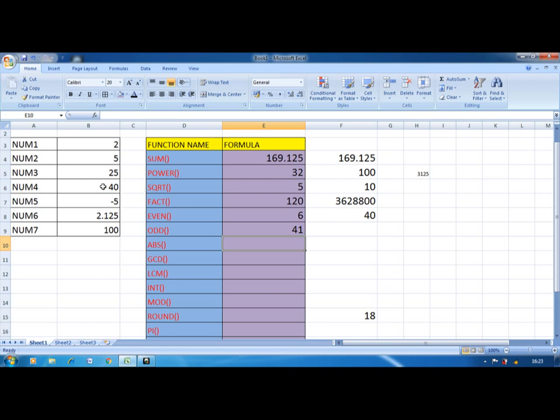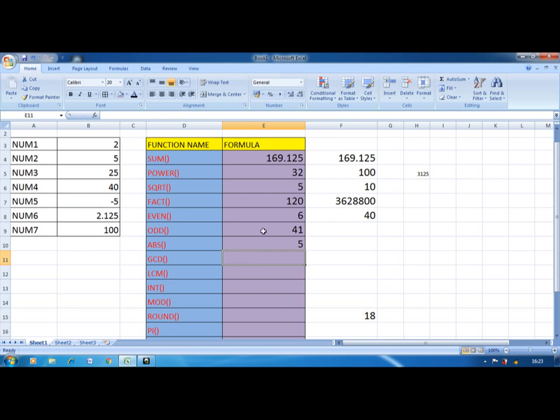Next function is ABS. The ABS function is used to find the absolute value of the given number. It means if I want to convert negative numbers to positive numbers, then we have to use absolute. The reverse is not possible. It is not possible to convert positive numbers to negative. We can convert only negative numbers to positive. So equal to ABS, inside the bracket. Here in this table the negative number is -5. So B7 is.